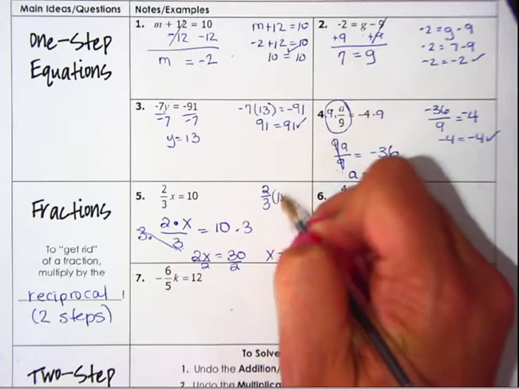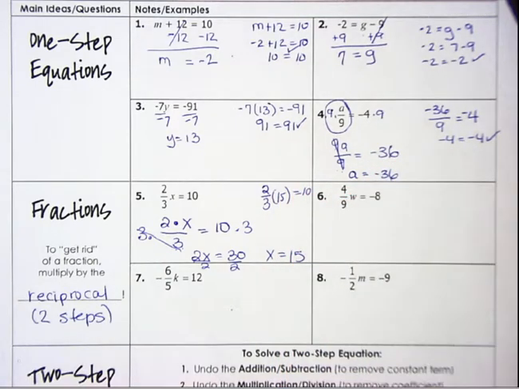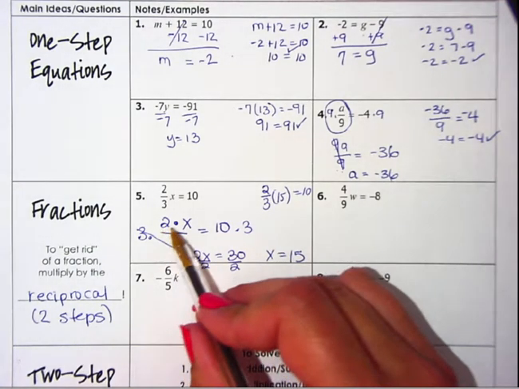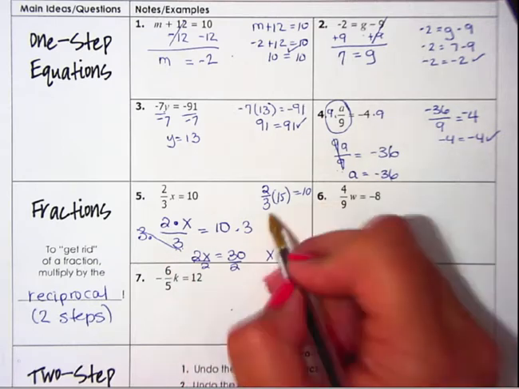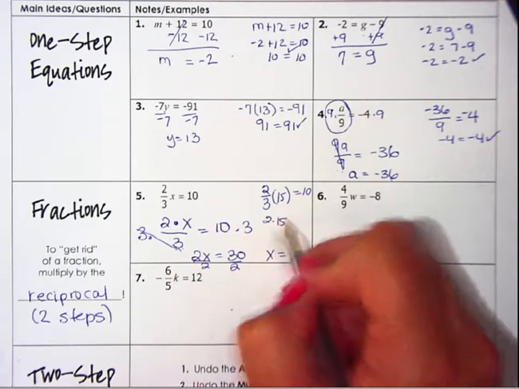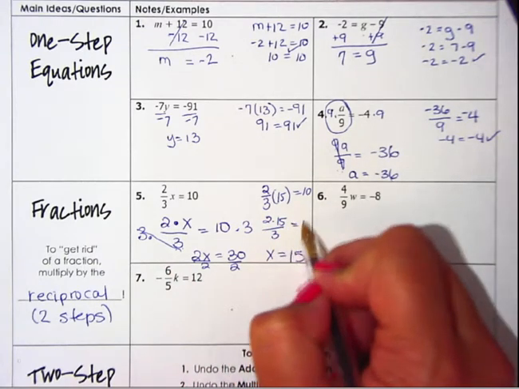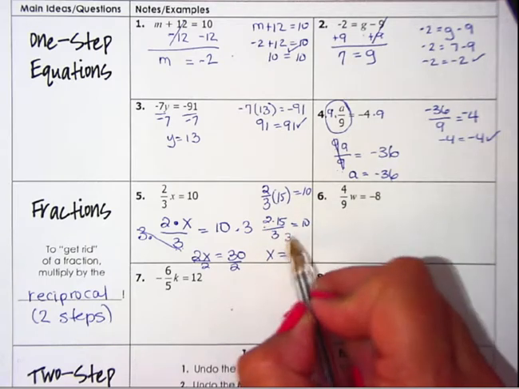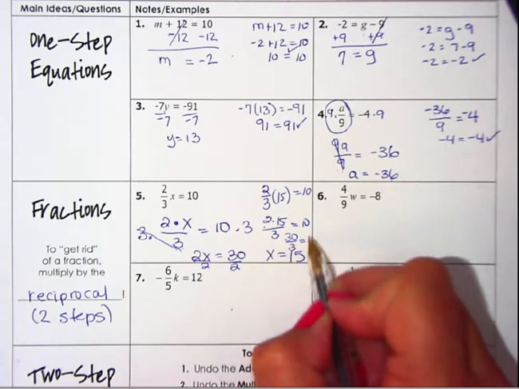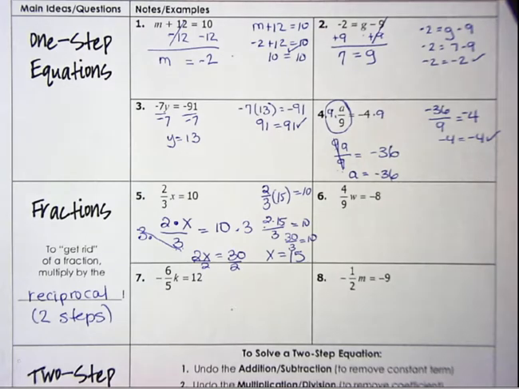So again, to check, 2/3 times 15 should give me 10. Now again, this is going to be a little tricky to multiply out in your head, but if we think about it as 2 times x divided by 3, we have 2 times 15 divided by 3, and 2 times 15 is 30, 30 divided by 3 is going to give us 10.